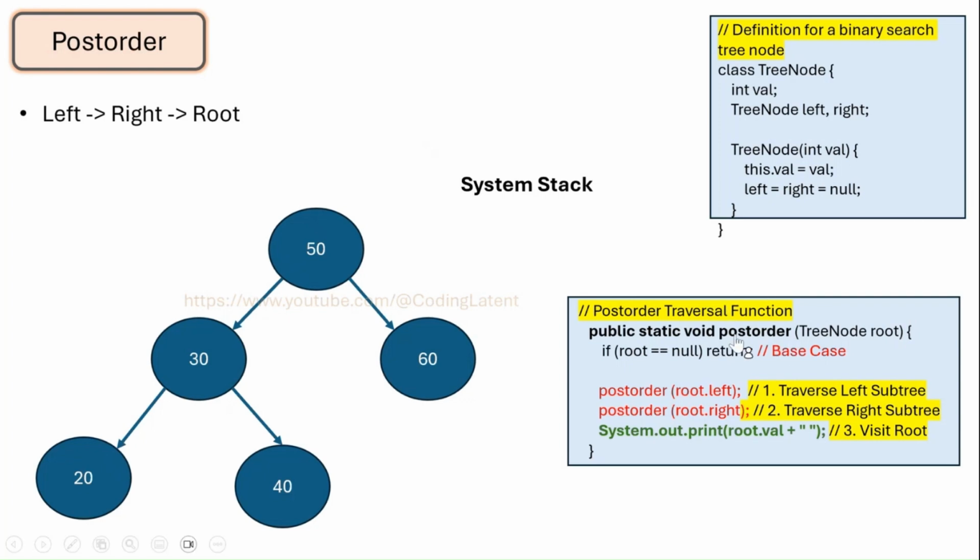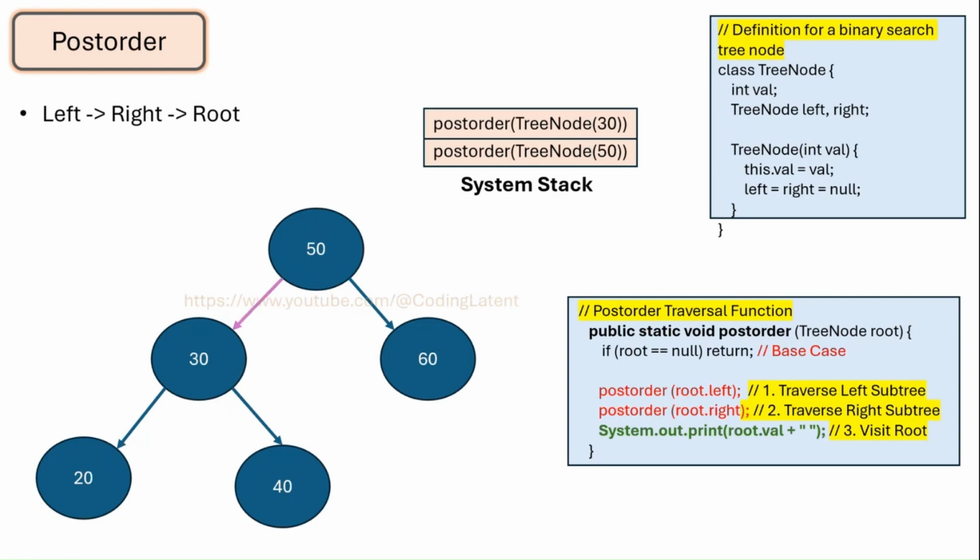So this is the post-order traversal function, which we have also implemented using recursion. That's why we are showing the system stack here. So the post-order will be called with the node 50 as a root, which is the root of this whole tree. Now we'll go on to the left side. So what is the 50 dot left, which is 30. So post-order is called with the node 30 as a root. So now the post-order is executing for this subtree where 30 is the root.